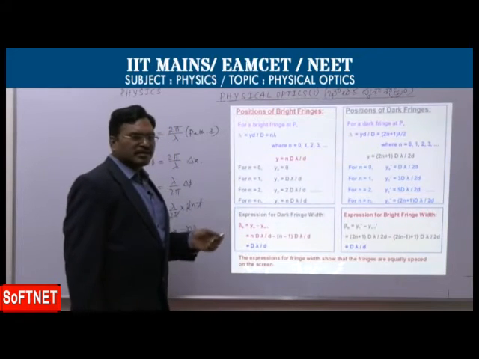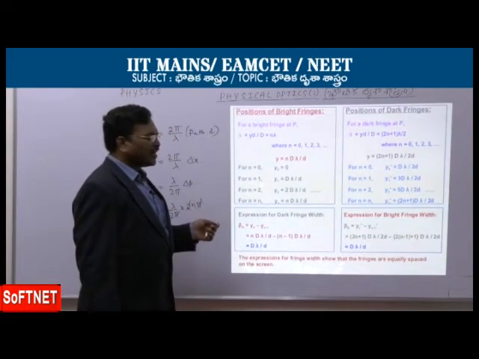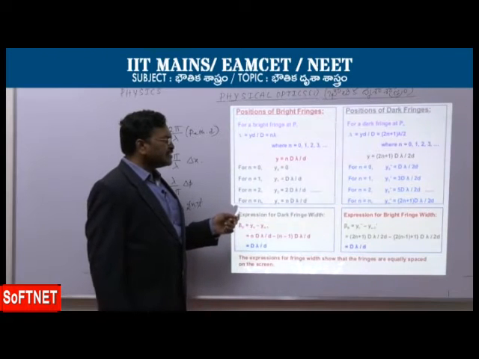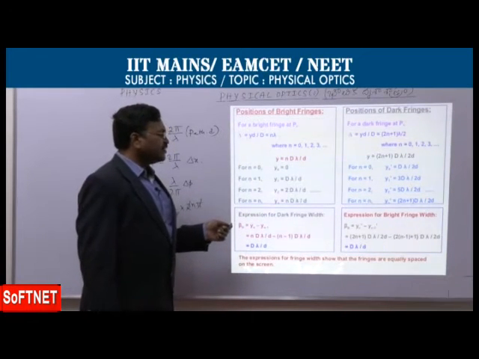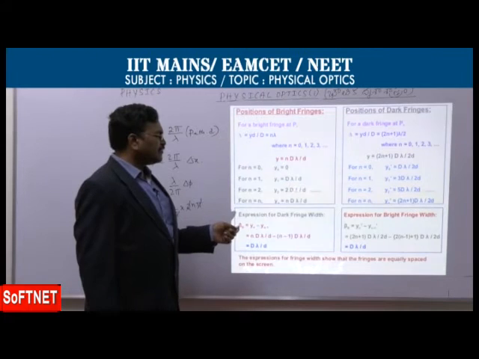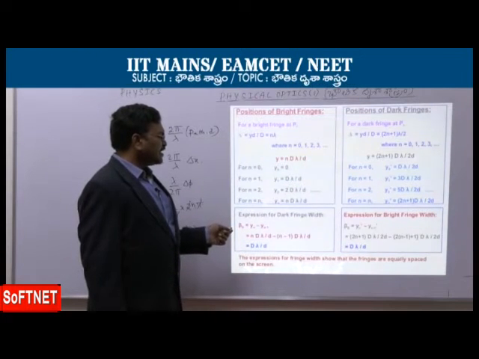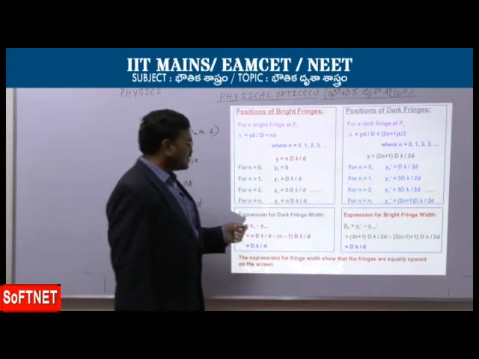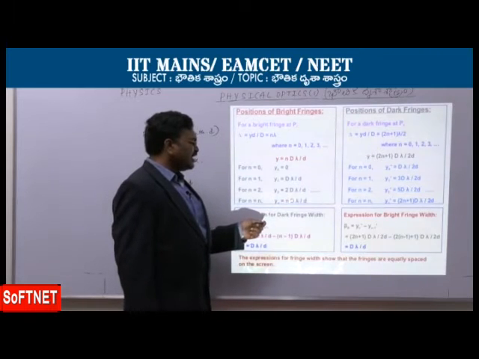For n is equal to 0, y is equal to 0. For n is equal to 1, y1 is equal to lambda D by d. For n is equal to 2, y2 is equal to 2 lambda D by d. Now n is equal to 3, and for n is equal to n, we are getting n lambda D by d.